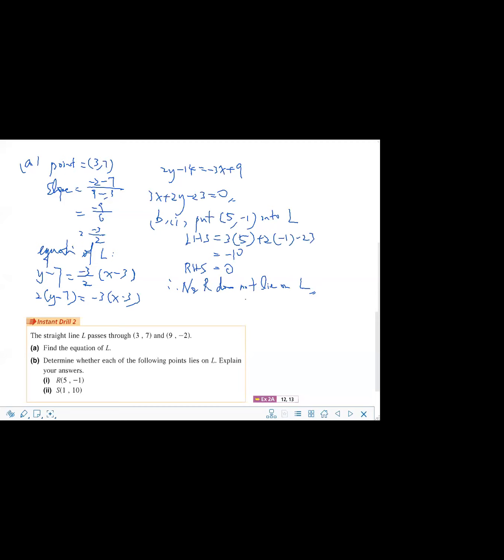And then part 2, I need to put the coordinates of S, that is (1, 10), into the equation of L, and then do the left-hand side and right-hand side separately. So 3 times 1 plus 2 times 10 minus 23. And then do the calculation. It is equal to 0. That is good. And then the right-hand side is also equal to 0. Therefore, this point satisfies the equation. Okay? And then we can conclude that, yes, this point S lies on the straight line L. Okay? So that is the answer.